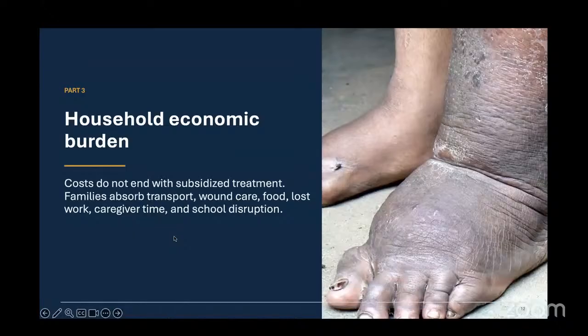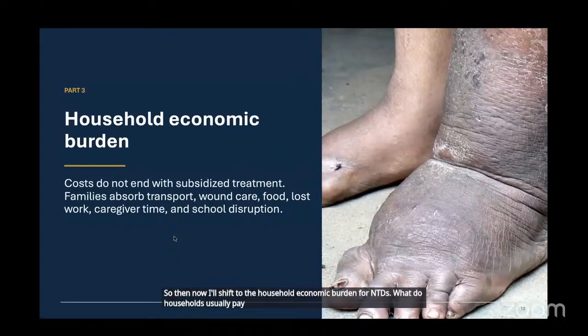So now I'll shift to the household economic burden for NTDs. What do households usually pay for? How much burden is that generating for households, and how are they coping with this burden?